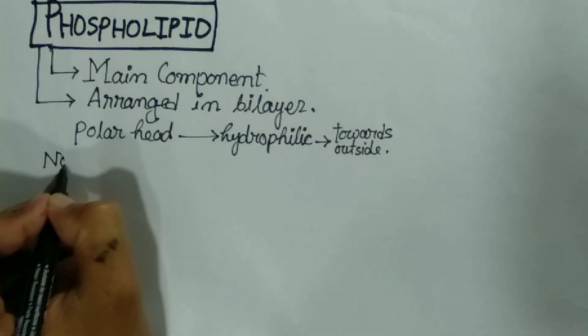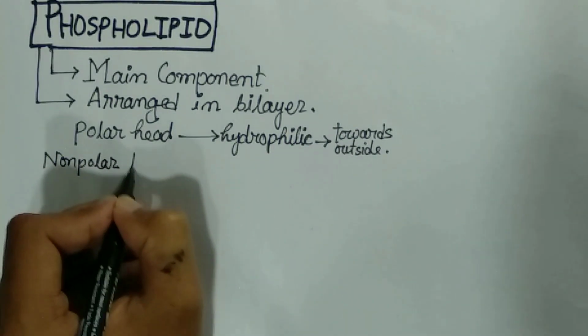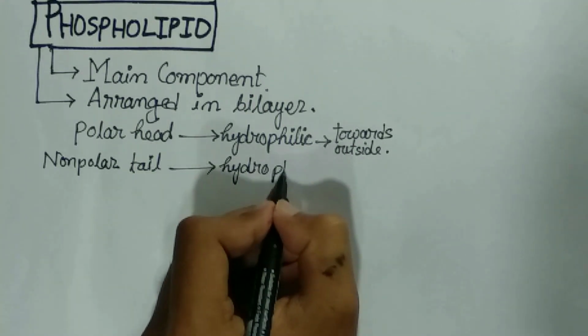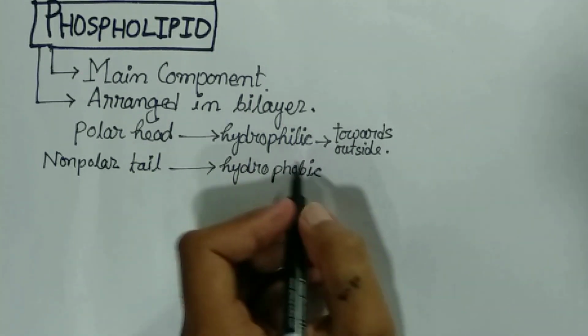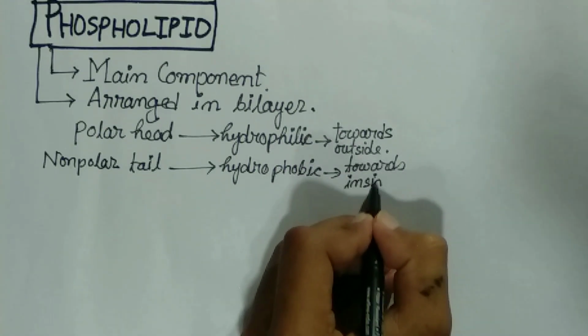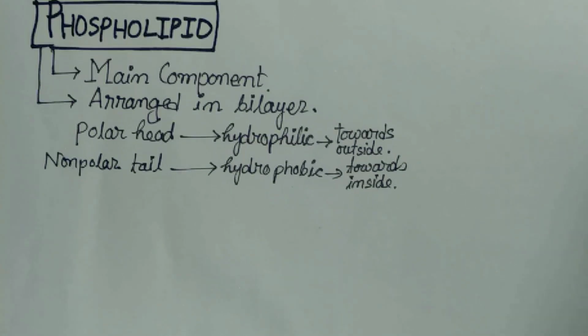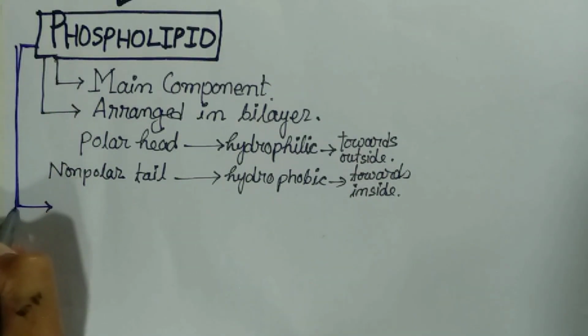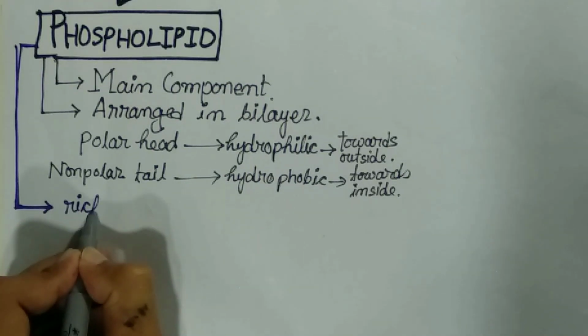The nonpolar tail of the phospholipid molecule, which is hydrophobic in nature, is situated towards the inside. This ensures that the nonpolar tail of saturated and unsaturated hydrocarbons is protected from the aqueous environment.